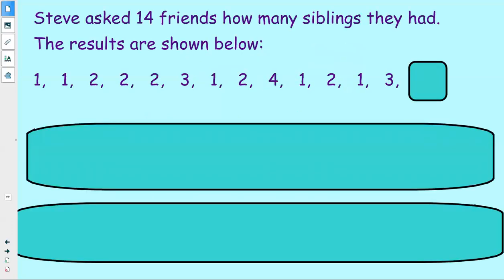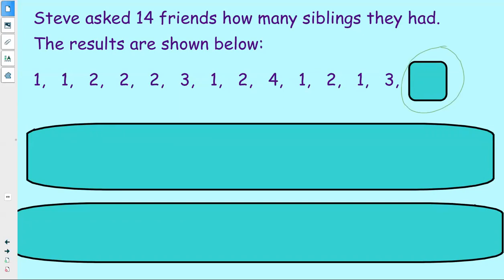Okay, says here, Steve asked 14 friends how many siblings they had. The results are shown below. So we've got 1, 1, 2, 2, 2, 3, 1, 2, 4, 1, 2, 1, 3. I have got one hidden here, and I would like you to take a wee guess as to what you think it would be. Okay, so the number underneath here that I have hidden. So let's order these while you think about that. What's under that box there?